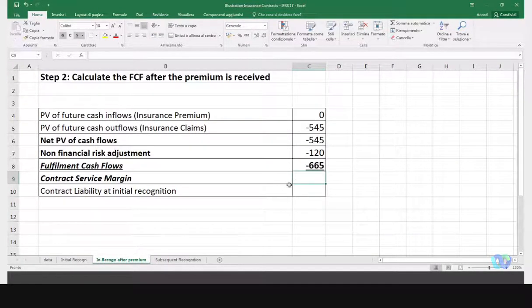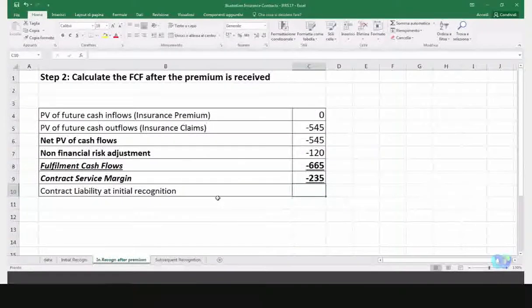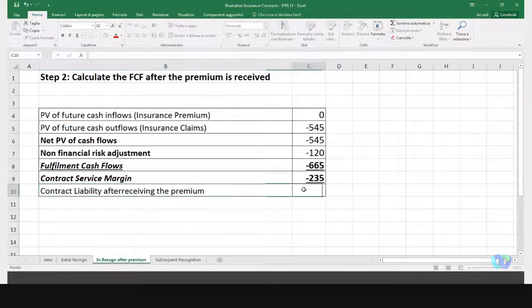Contract service margin, how much was that? Remember the same figure that I mentioned before. Contract service margin, 235. And the contract liability after receiving the premium, of course, is always the sum of the fulfillment cash flows and the contract service margin. The contract liability is 900 cash units.